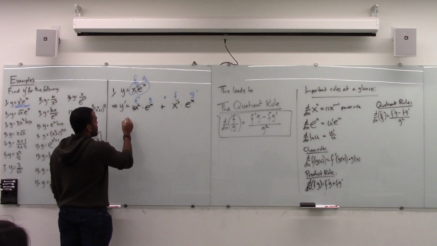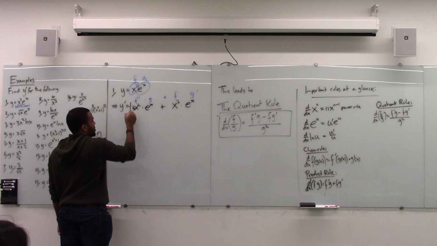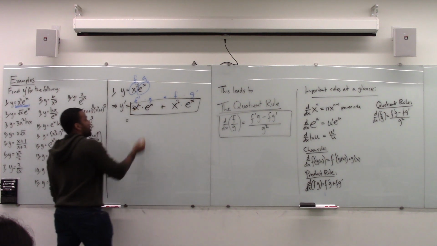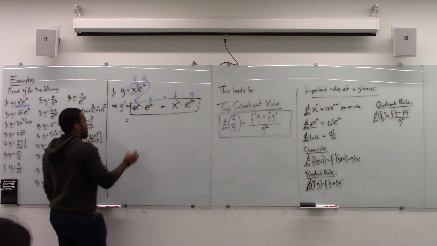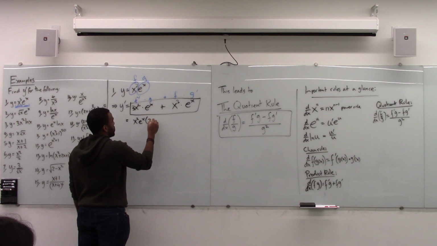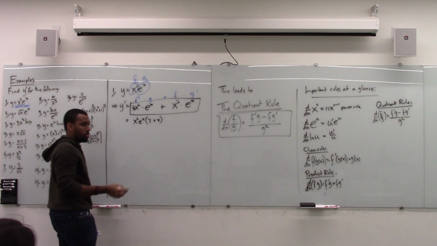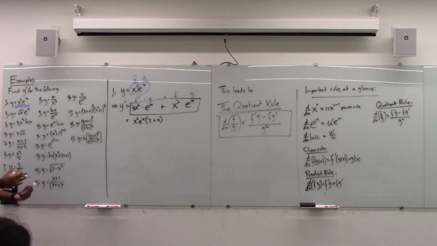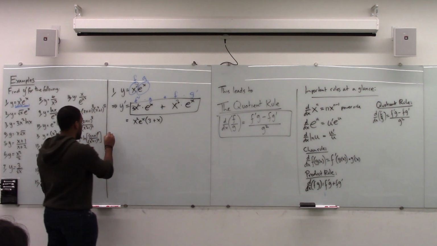I mean, if you want, you could factor this, but that's fine. You could actually take out an x squared e to the x and be left over with 3 plus x. Unless there's like a denominator where you're trying to cancel stuff, I don't really care if you take that extra step. That would be fine.